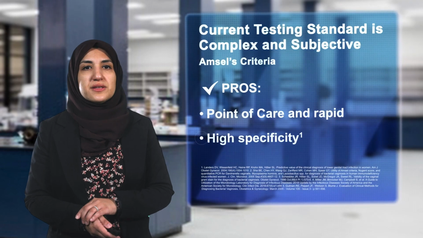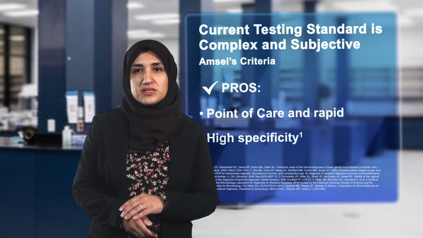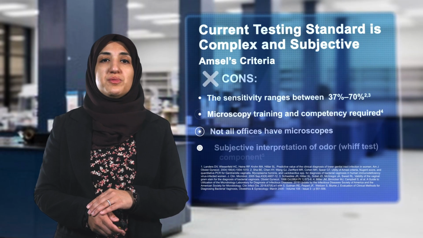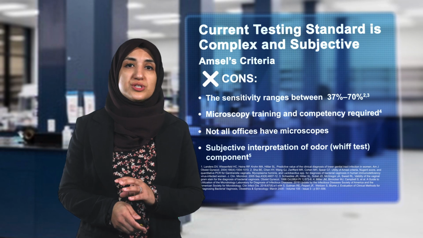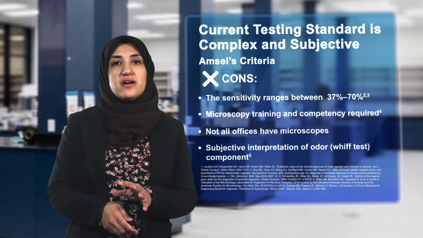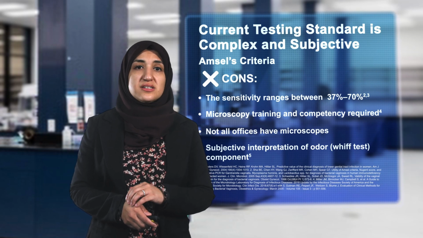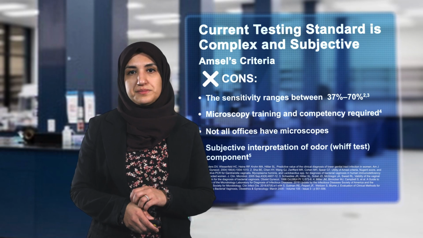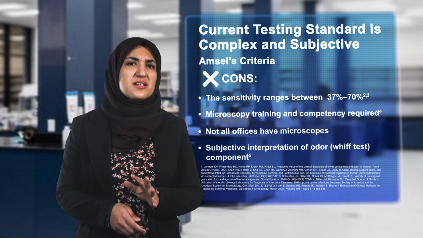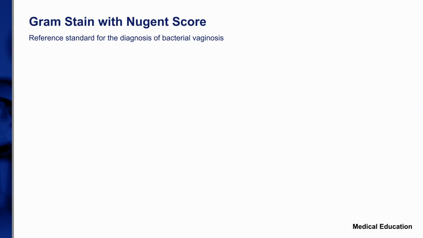The Amsel criteria method is rapid and done at point of care and can have high specificity. However, compared with the traditional gold standard, which is vaginal fluid Gram-stain with Nugent scoring, the Amsel criteria has a sensitivity in the range of 37 to 70% and does require microscopy-trained competent staff. In addition, there could be some subjective interpretation of the odor for the whiff test as well.